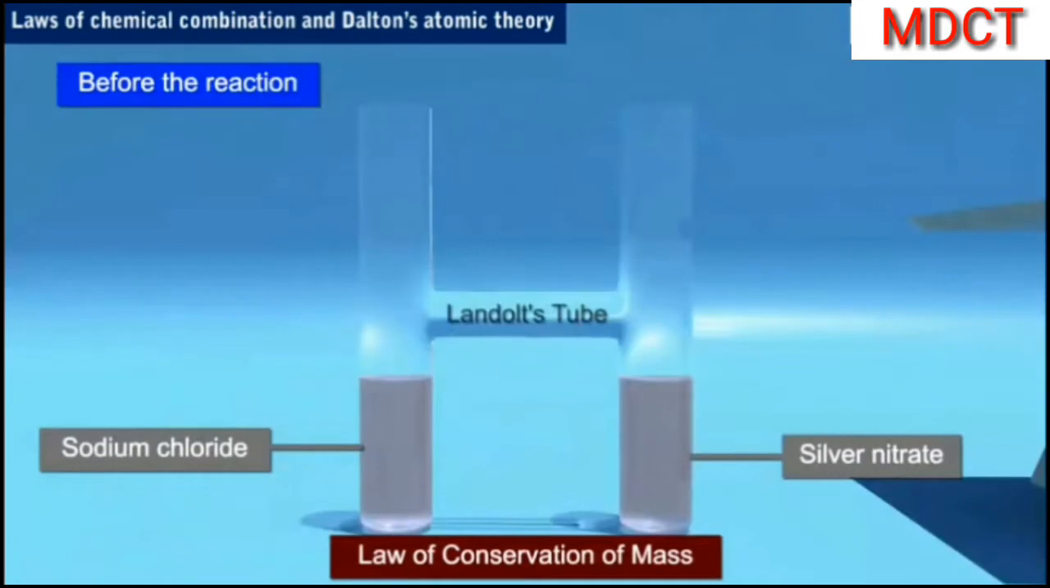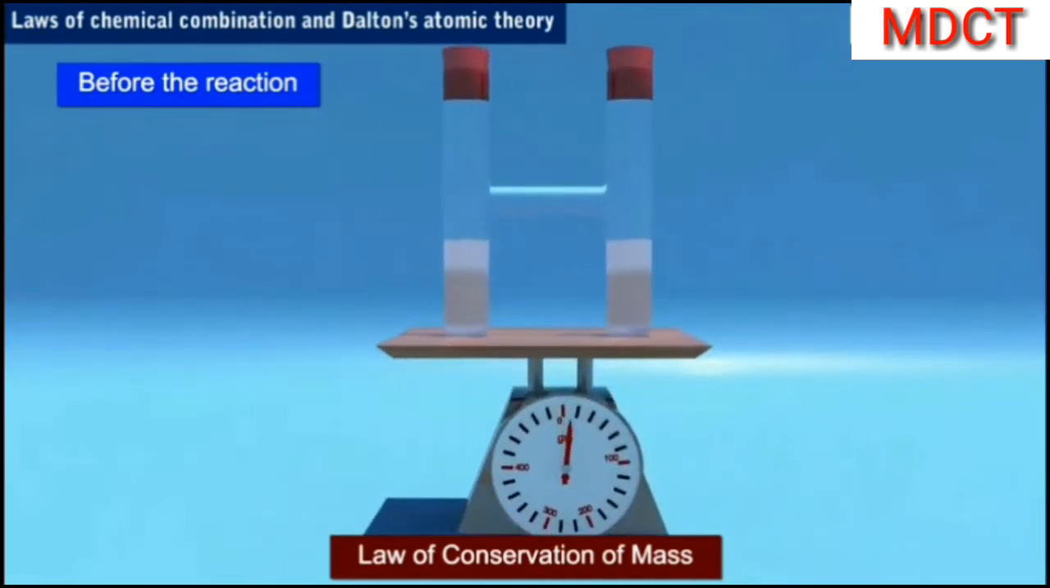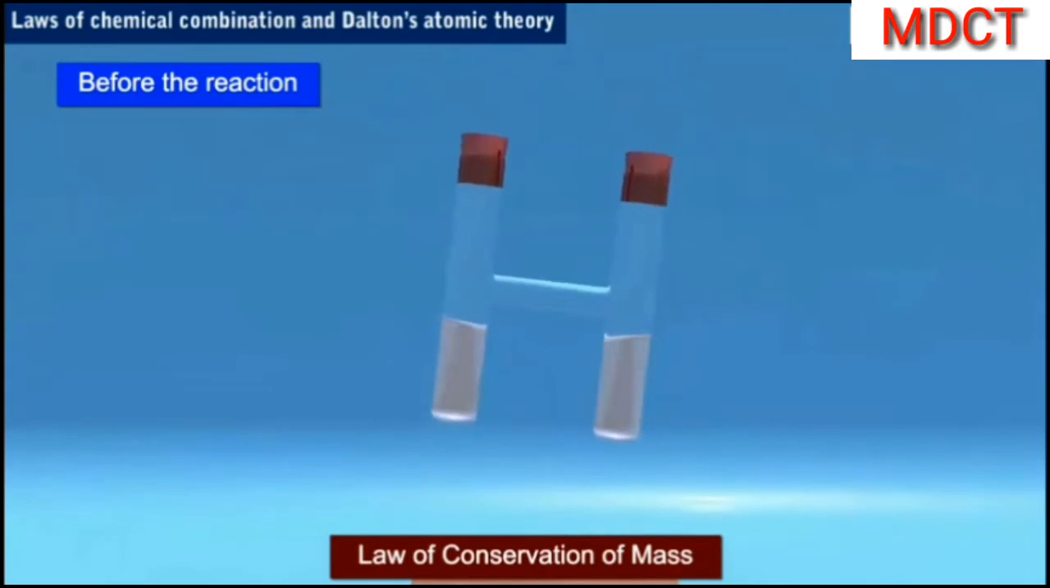Take some sodium chloride and silver nitrate in a tube. Now, let's seal both the tubes with a rubber cork. Let's weigh the tube and note the weight. This is the weight of the reactants before taking the chemical reaction. Now, tilt the tube to mix the solutions thoroughly.